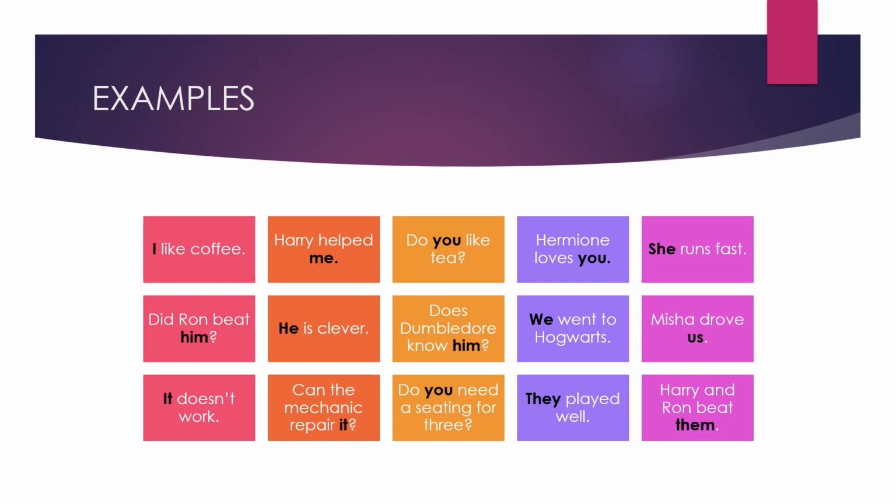These are certain examples of the personal pronouns. I like coffee, Harry helped me. Do you like tea? Hermione loves you. She runs fast. Did Ron beat him? He's clever. Does Dumbledore know him? We went to Hogwarts. Misha drove us.